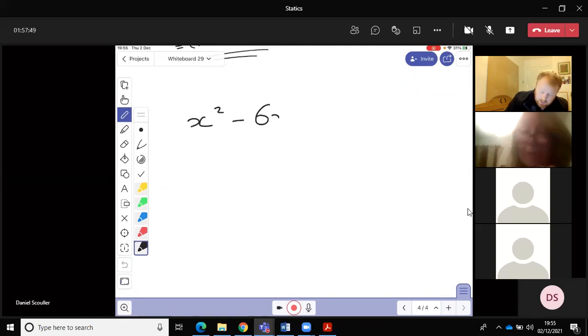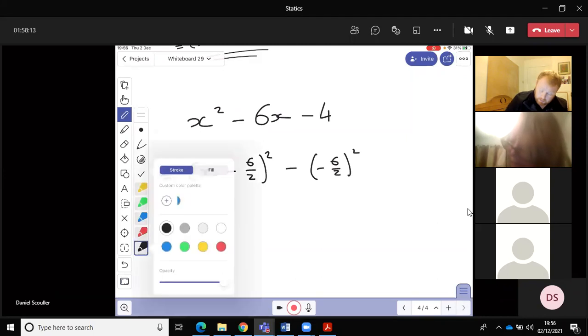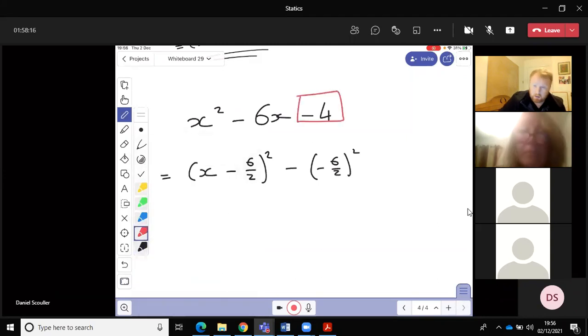x squared minus 6x minus 4. Okay, minus 6 over 2, minus 6 over 2 squared. C in this case is minus 4, so that becomes a minus 4. Just be careful with that sign, that it matches that.